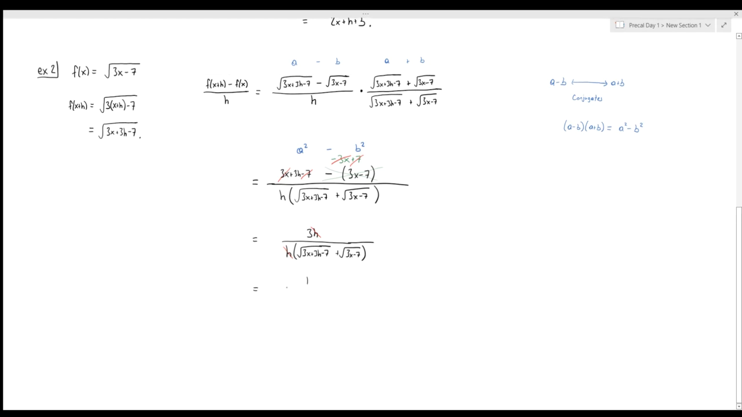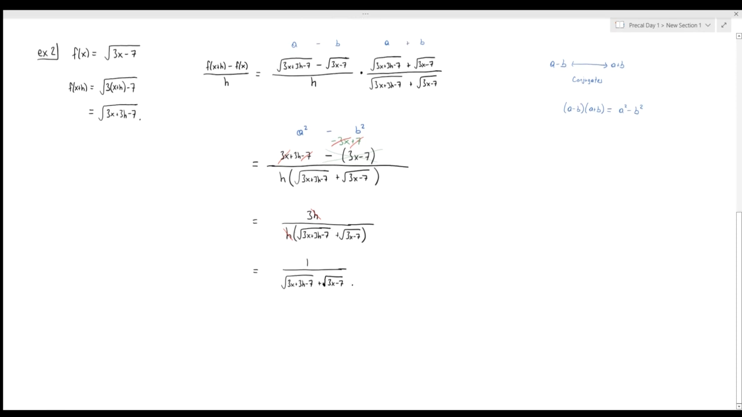So finally, what we end with is 1 over the square root of 3x plus 3h minus 7 plus the square root of 3x minus 7. And then this is good enough for us. The main thing that we're trying to do when calculating difference quotients is to cancel out the h's. And so now that we've done that, this is a good enough place to stop. All right, any questions about that?